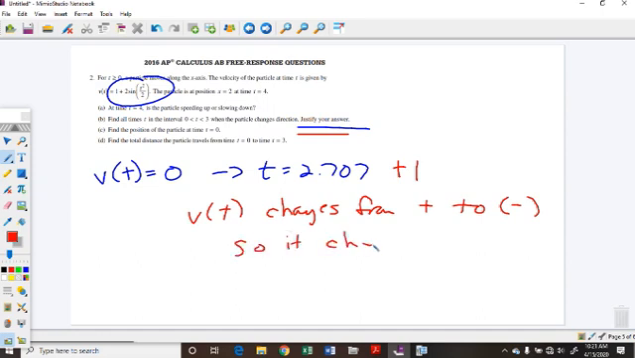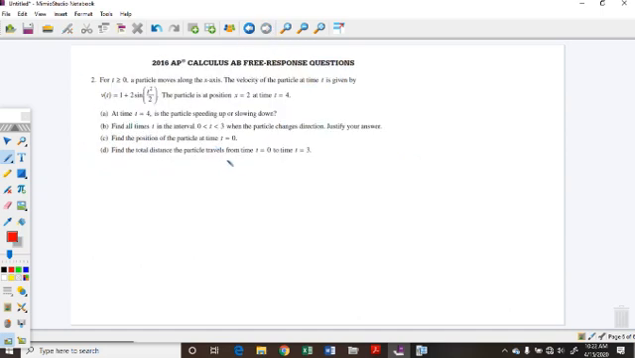So it changes direction. You don't want to just say that it's equal to 0 there. You want to say that it changes from positive to negative. Part C. Find the position of the particle at time t equals 0.